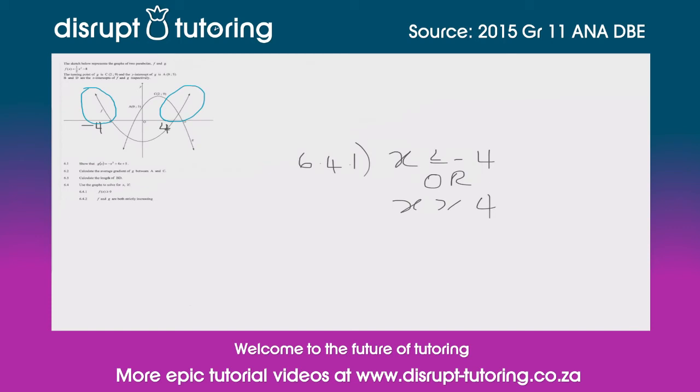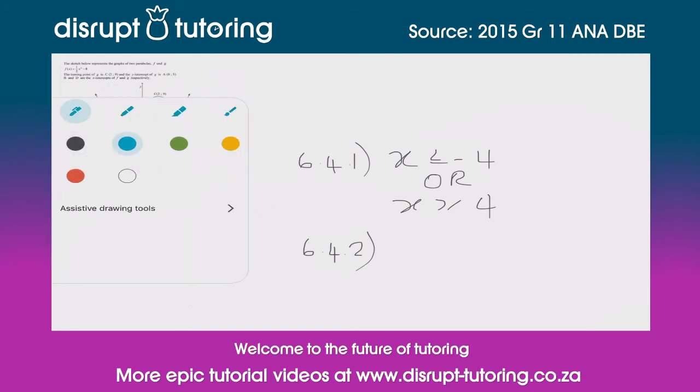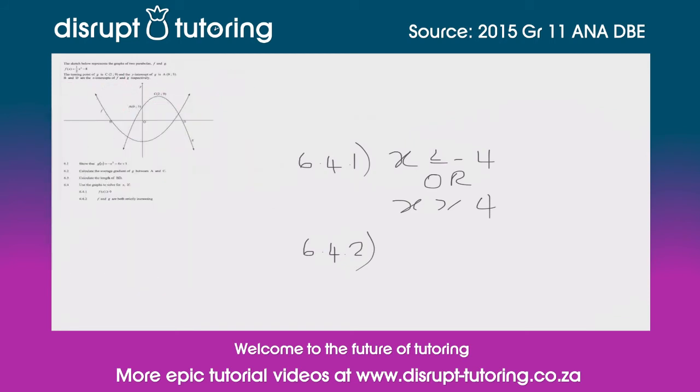Now moving on to 6.4.2. So let me write 6.4.2 down. They've said to us f and g are both strictly increasing. So I'm going to erase what I've just done here. Now let's try and identify where the two curves are strictly increasing. So let's look at the f curve first. Now can you see this is a downward slope? So that entire section is decreasing, but it starts increasing over there.